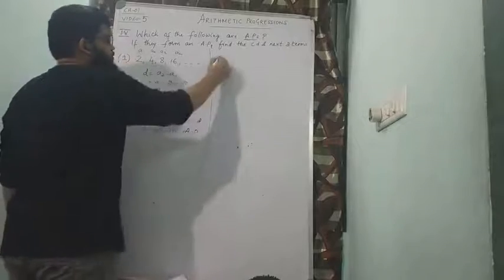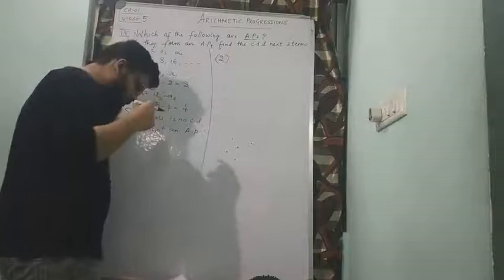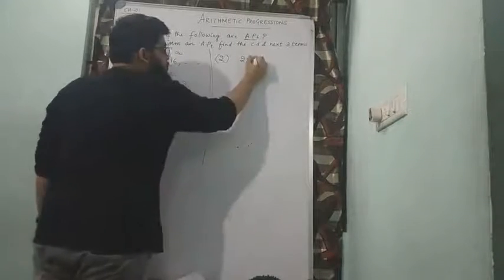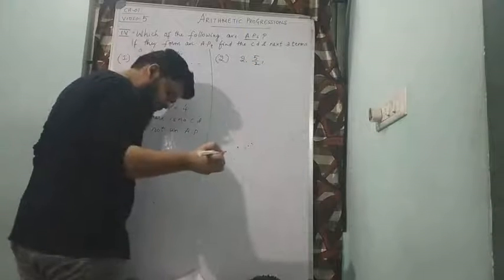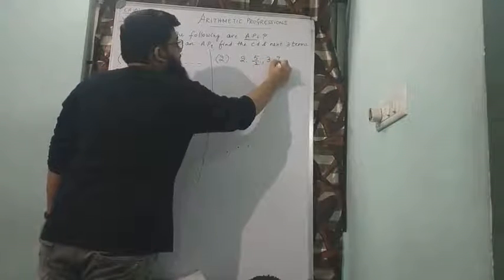Let us do one more. Question number 2 in the textbook. 2, 5 by 2, 3 and 7 by 2.